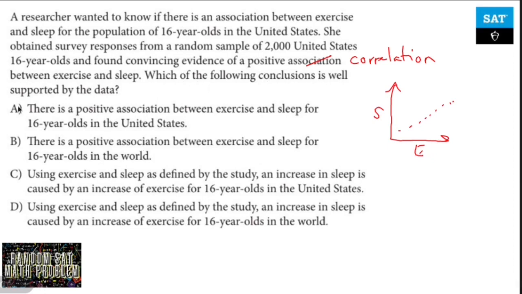Which of the following conclusions is well supported by the data? There's a positive association between exercise and sleep for 16-year-olds in the United States. There's a positive association between exercise and sleep for 16-year-olds in the world. Using exercise and sleep as defined by the study, an increase in sleep is caused by an increase in exercise. For 16-year-olds in the United States, using exercise and sleep as defined by the study, an increase in sleep is caused by an increase in exercise.